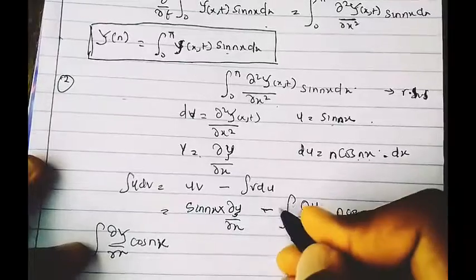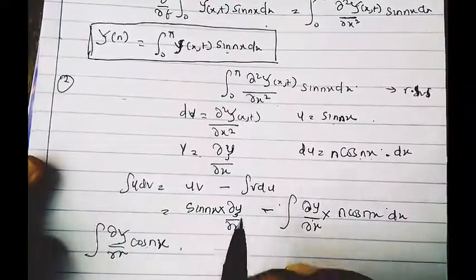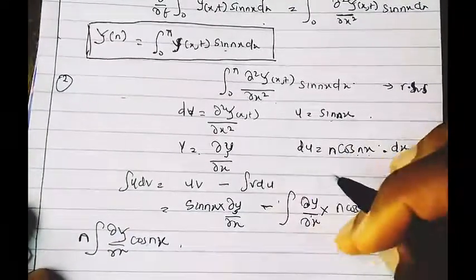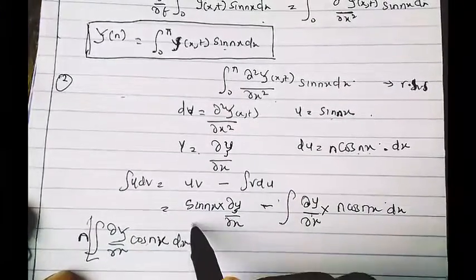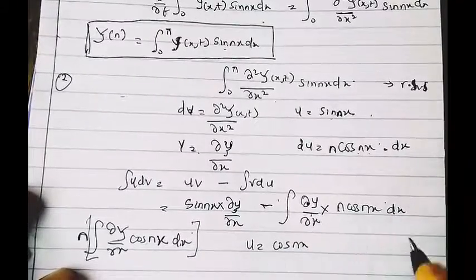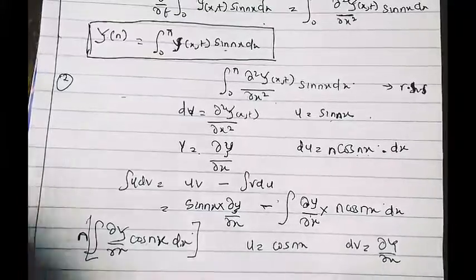So the n here, I took it to the back of the integral sign, so I'm just left with dy dx cos nx. So let me just put it here, right? So I took this part, so I'm just integrating it again. So taking this part to integrate it, so when my u now will be cos nx, and my dv will be dy dx. So I'm just going to repeat the same process.